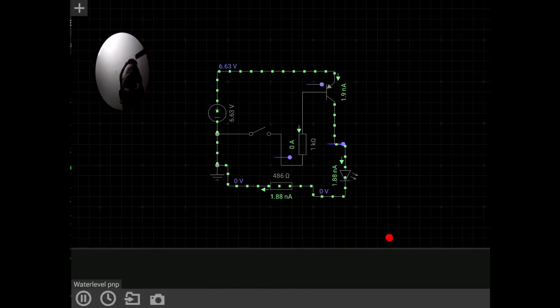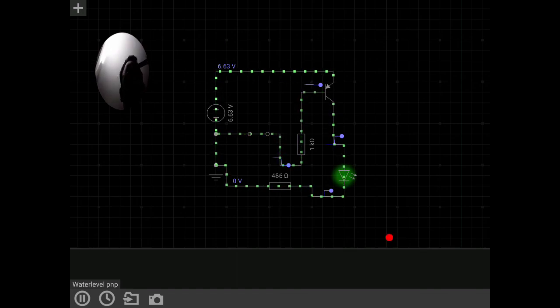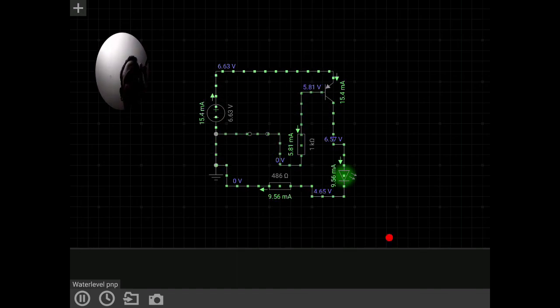This is a water level indicator, and then the switch falls, it amplifies the voltage.